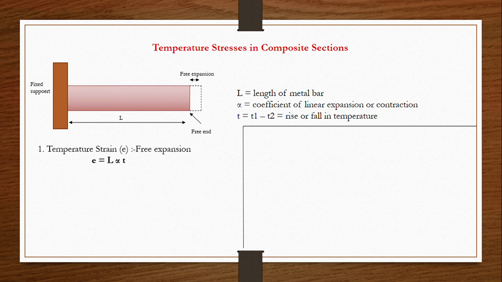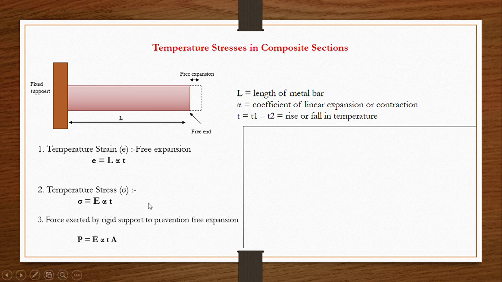Here we have to keep in mind three formulas for this concept: strain is nothing but alpha into T, the change in length is L into alpha into T, stress will be E into alpha into T, and force exerted by the rigid support will be E into alpha into T into A. Here L is the original length, alpha is the coefficient of expansion which is given in your numerical, and T is nothing but the temperature difference.